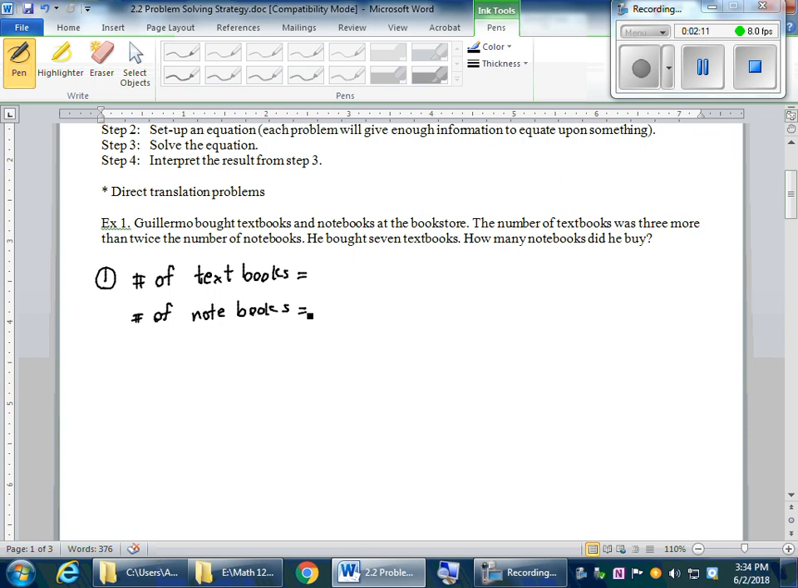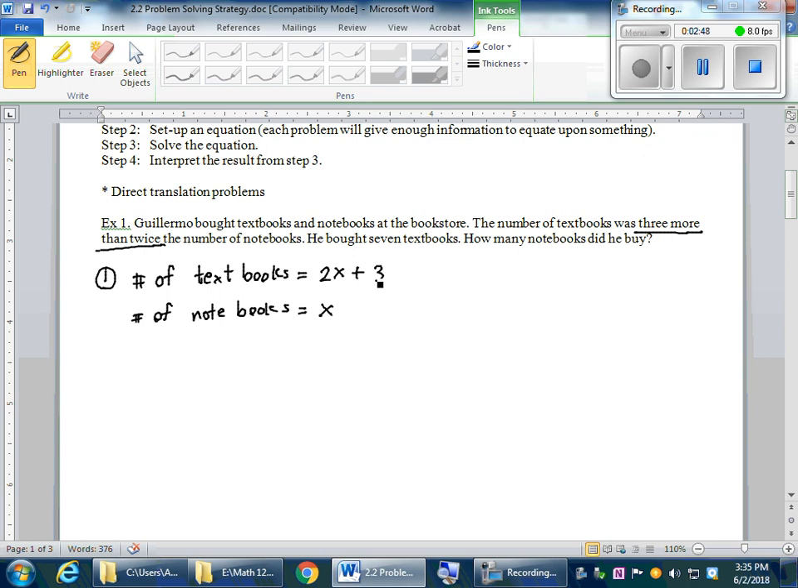Now, in this problem, there is a relation between two unknown quantities. It said that the number of textbooks is 3 more than twice the number of notebooks. So you need to know the number of notebooks first in order to talk about how many textbooks we have. So we will say that the notebooks will be x, and the textbooks is 2 times x plus 3.